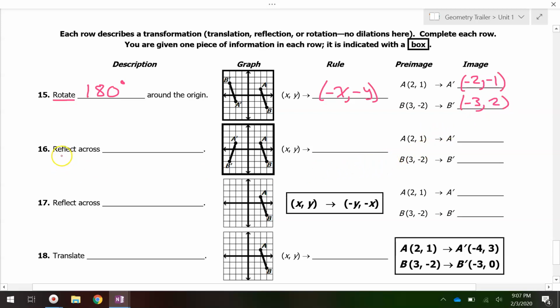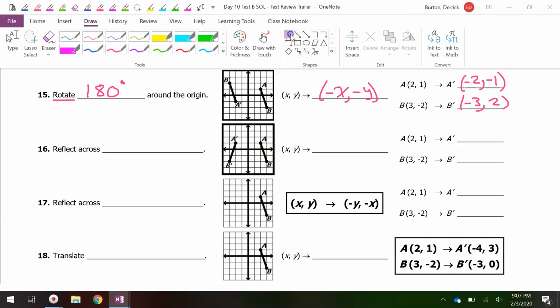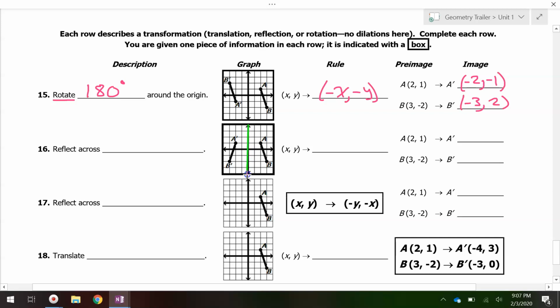Okay, so we're looking at a reflection here, and I think it's obvious that the reflection line is right here. See how this line forms a mirror image between the two? And that is the y-axis. All right, reflection across the y-axis. And the rule for that is opposite of x, comma, y. And look, I could use the rule to get the A prime and the B prime, or I could just look at the graph. I could have done that up here as well. I could have looked at the graph for A prime and B prime.